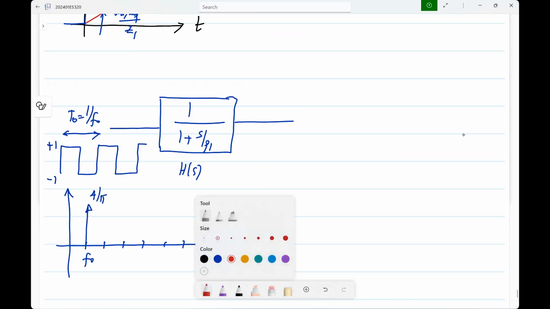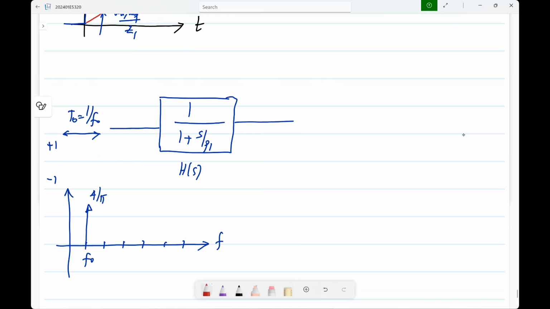You should visualize it also. The sine wave that best fits it is something like this. Its amplitude will be larger than the square wave. Okay, and the next one will be at 3 f naught. And what will be its amplitude? It will be 4 by 3 pi.